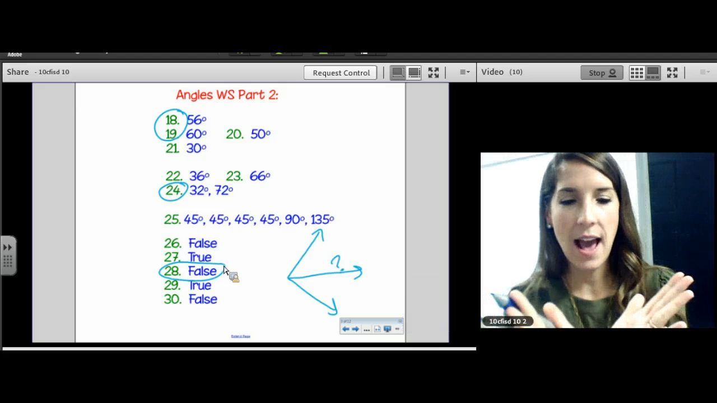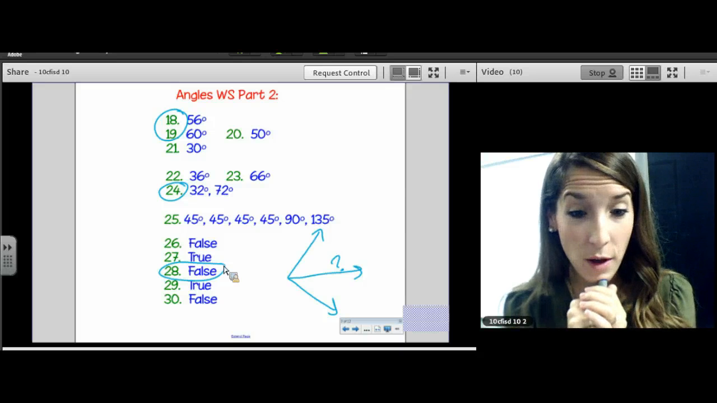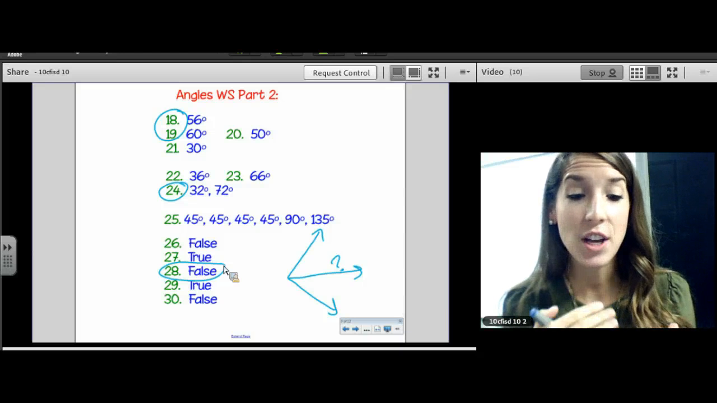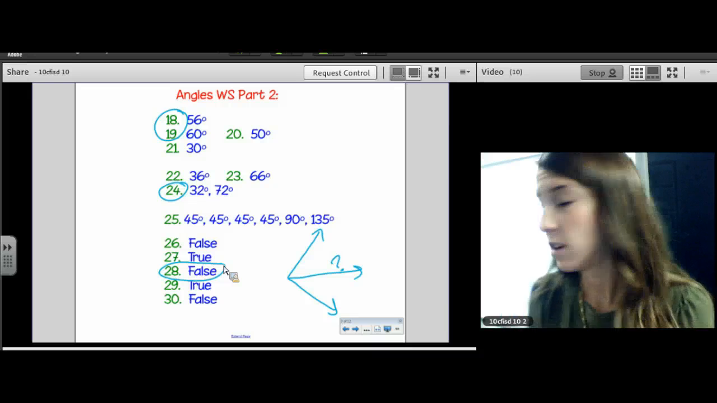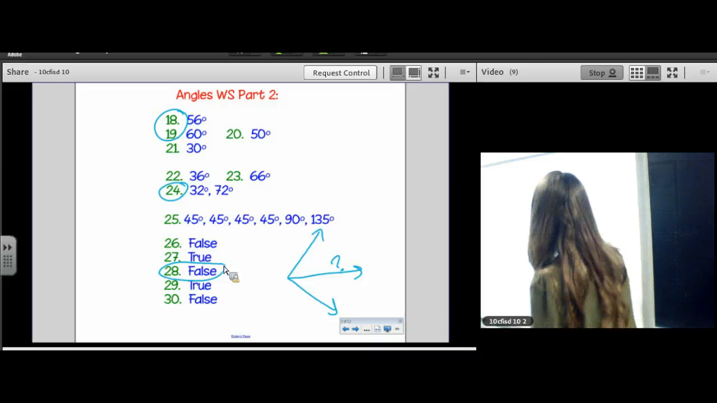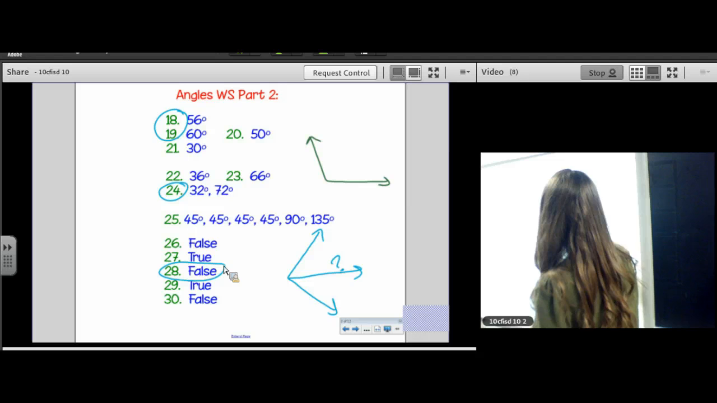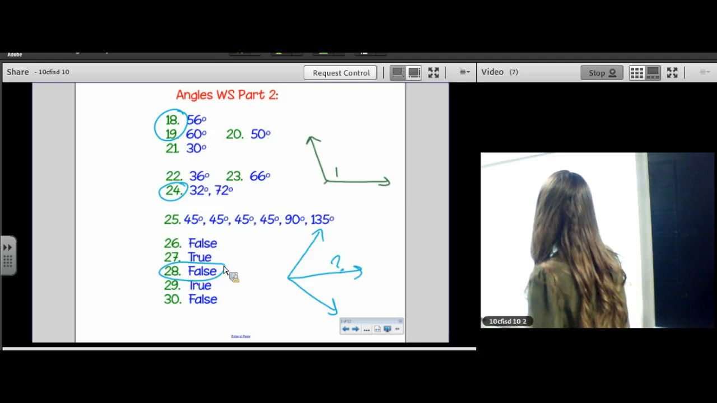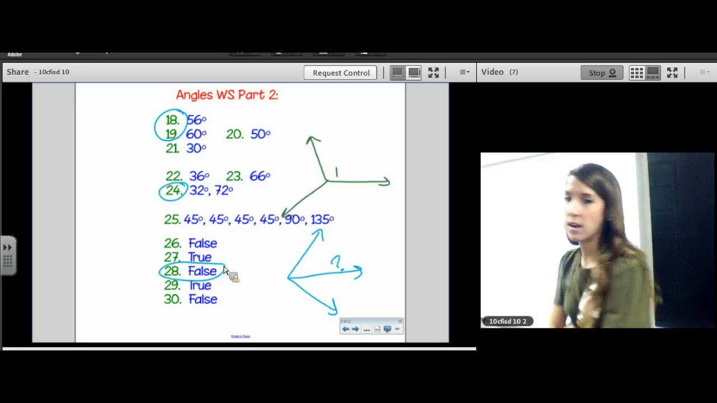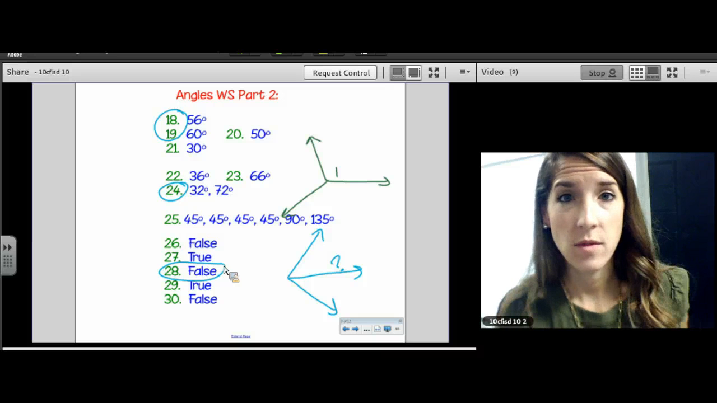To cut something in half, you'd have to be in the interior. It's false because I could not draw a bisector that's outside my angle. Here's another angle. Here's angle 1. Here's a ray that's exterior. Is that ray bisecting angle 1? No.